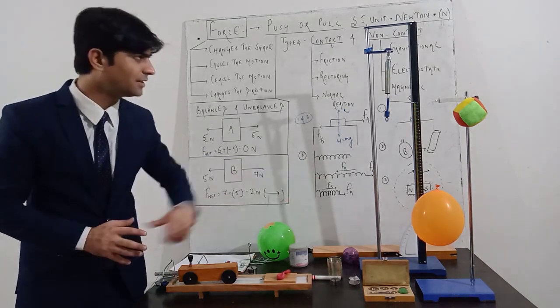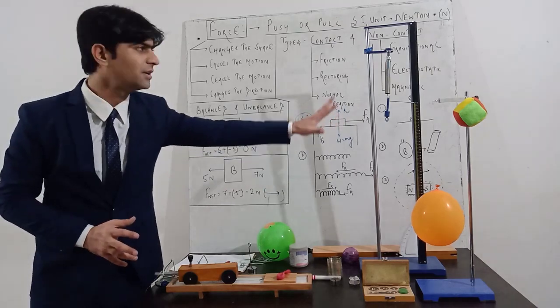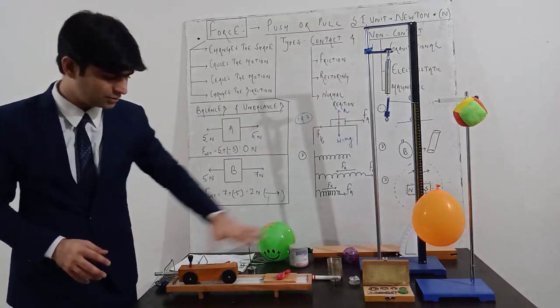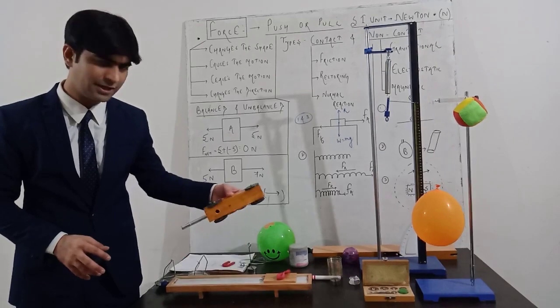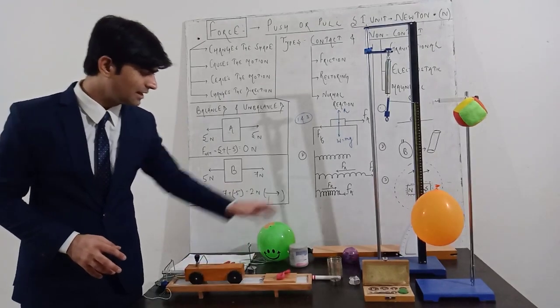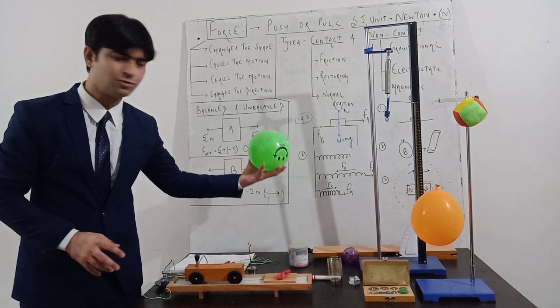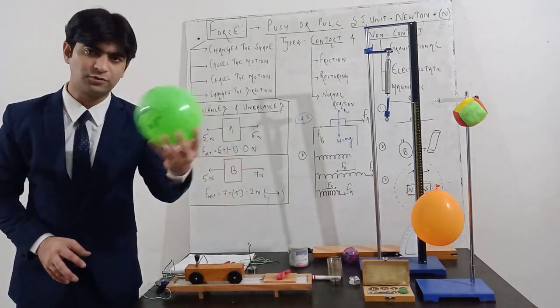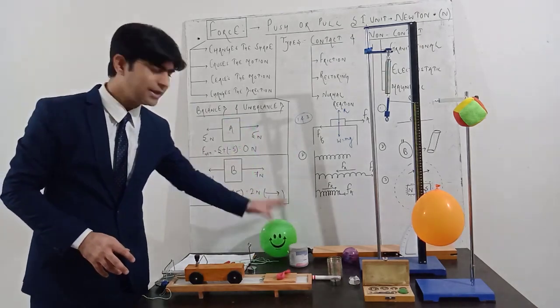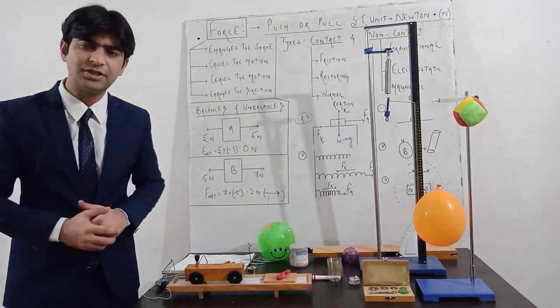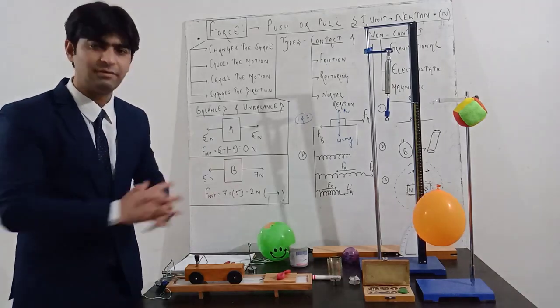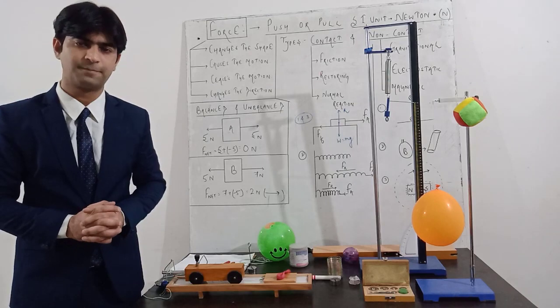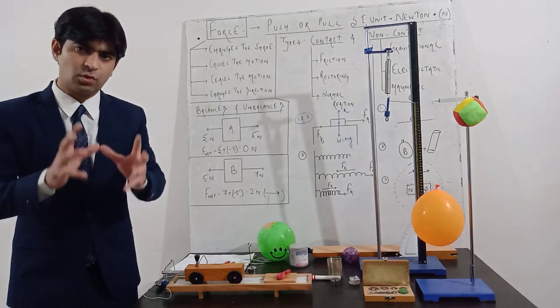I have a balloon here, I have a Hooke's law apparatus with a spring, I have this horizontal surface with a trolley, I have this inclined plane also, I have this ball to show you how the force acts. So one by one we will discuss each and every point, and with every topic I will indicate the demonstration part. So first of all, what is force?